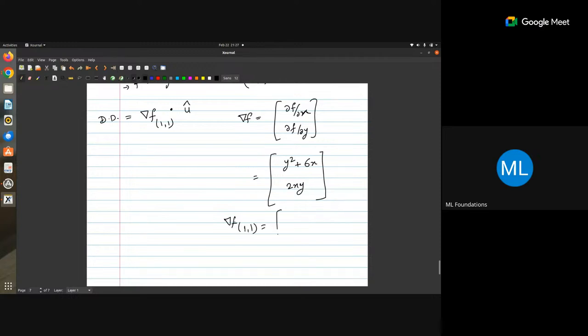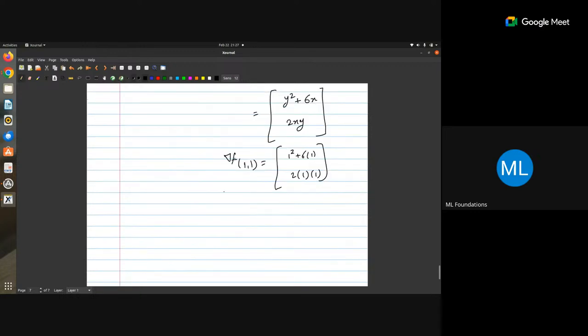what will I do? I'll just plug in the values of x and y here. So y is 1, so 1 square plus 6 is 7, right? So 1 square plus 6 into 1, and here 2 into 1 into 1. So this gradient at point 1, 1 is 7, 2, correct?